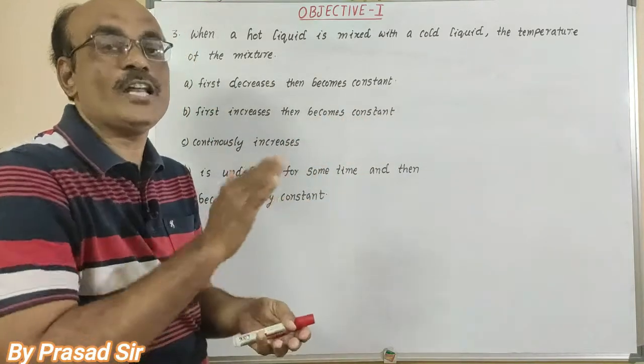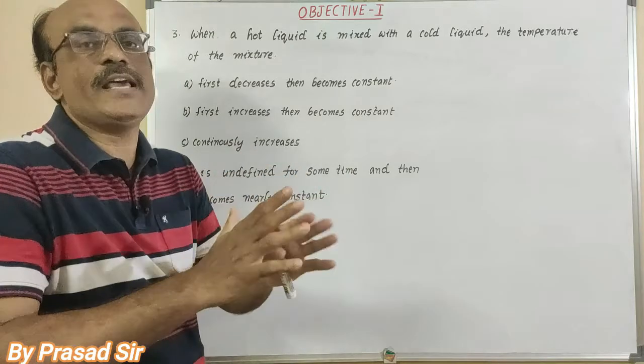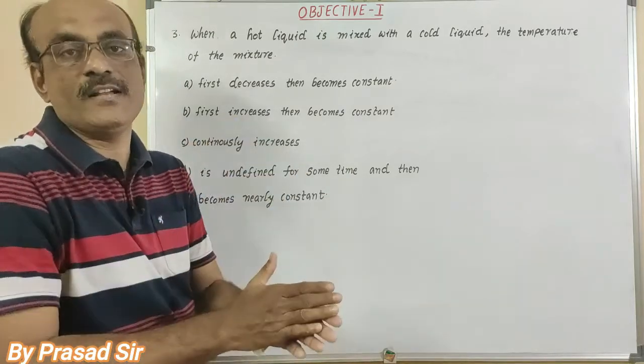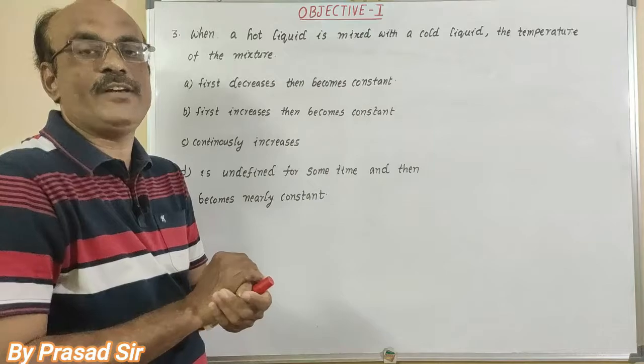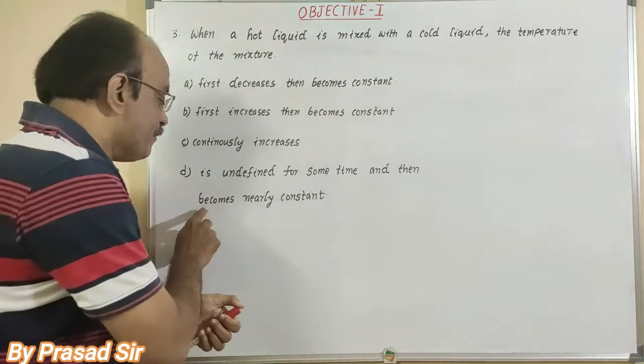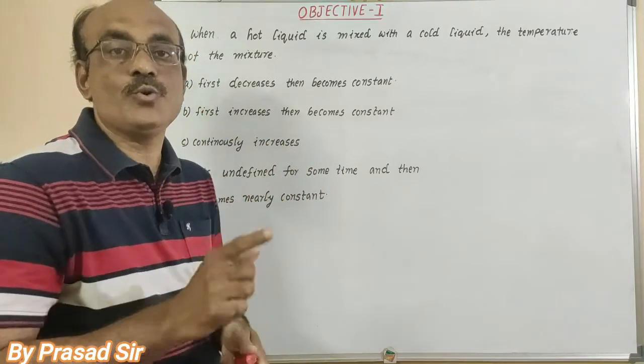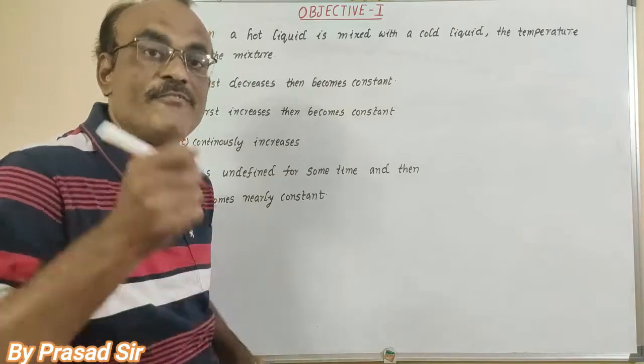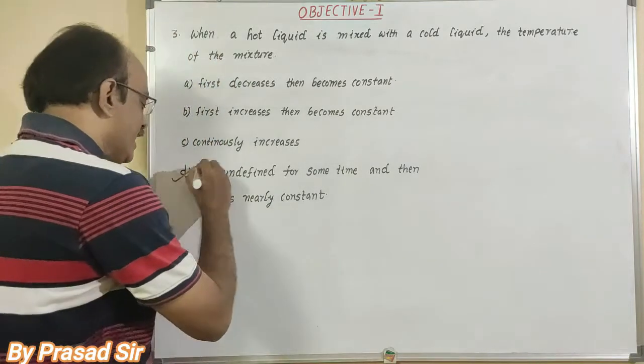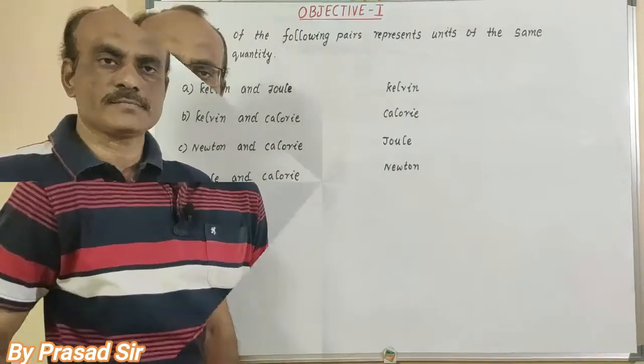After adding the hot liquid to the cold liquid, we can't say anything about the mixture. After some particular time interval only, we will see that it becomes nearly constant due to thermal equilibrium. For this, what is the option? D is the correct option.